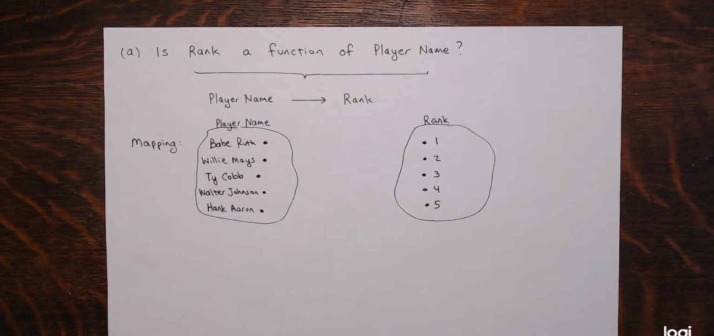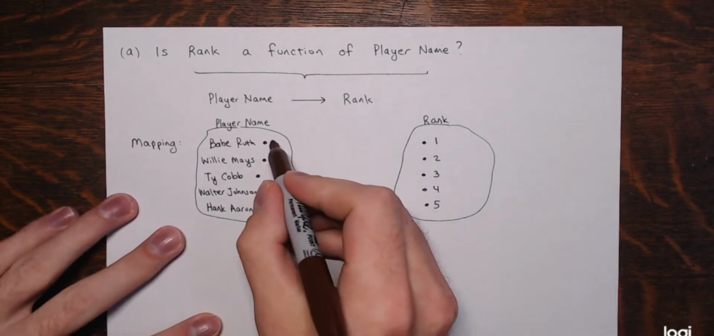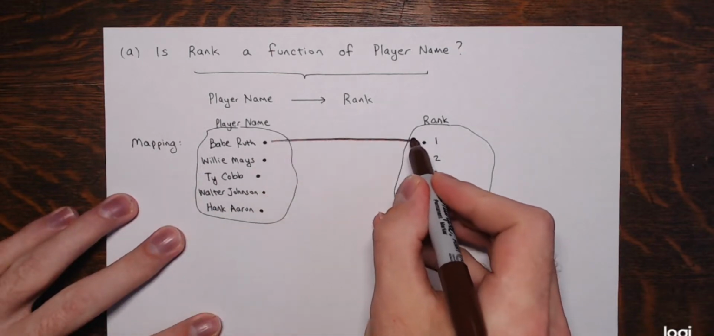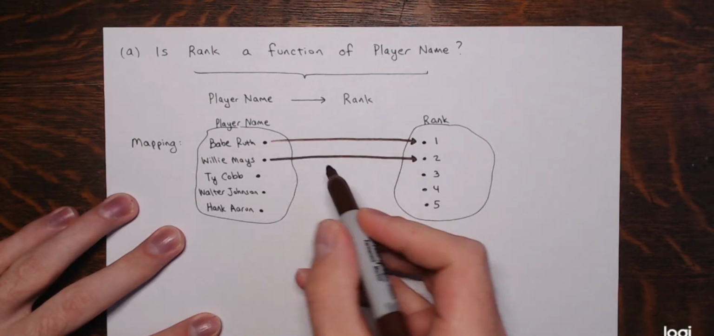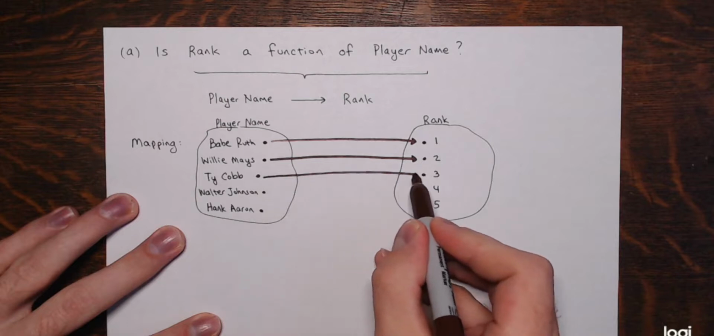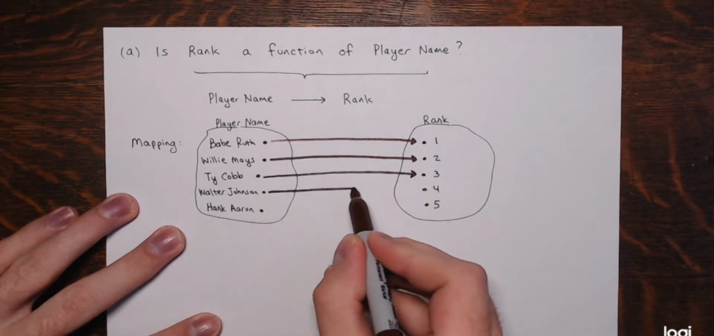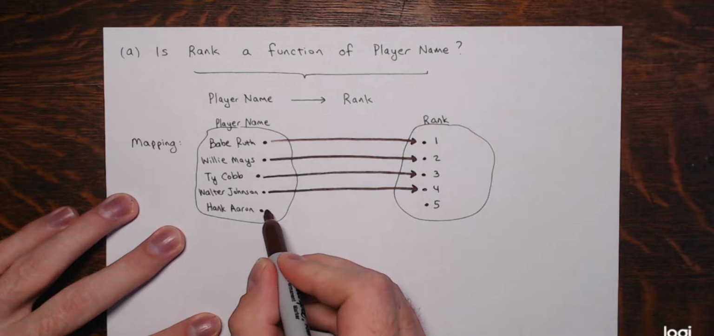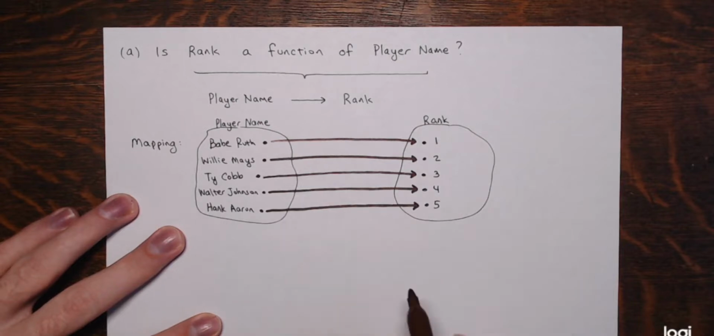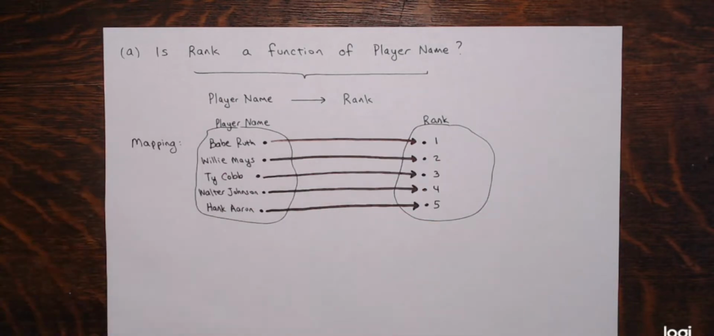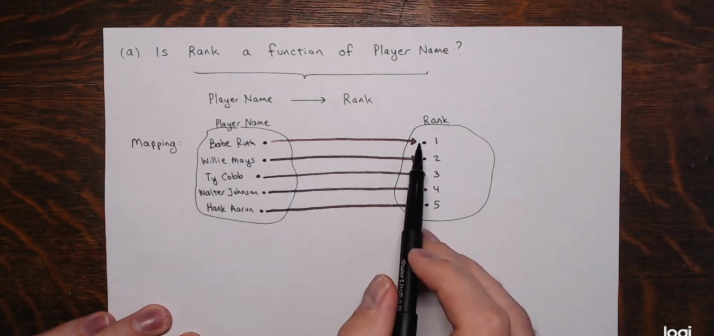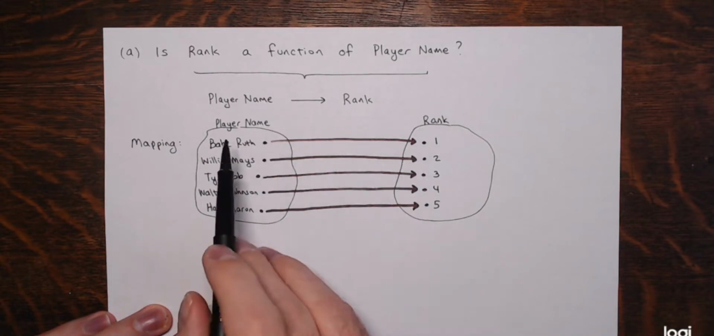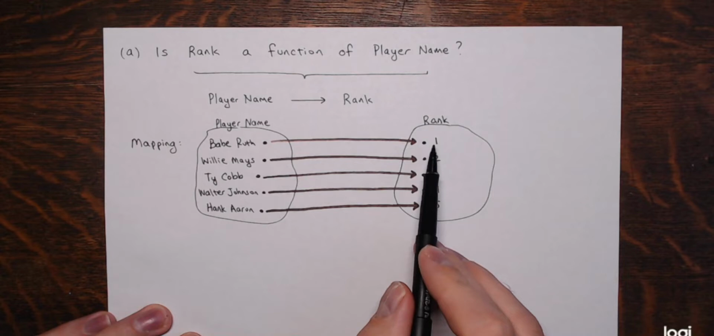I'll make this little drawing here, but Babe Ruth is paired with the number 1. Willie Mays is paired with the number 2, and that's it, right? Ty Cobb is ranked 3. Walter Johnson ranked 4. Hank Aaron ranked 5, right? And that's it. Notice that every player name is paired with exactly 1 rank.